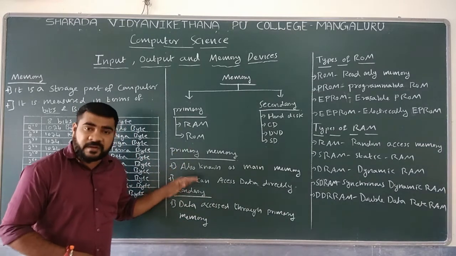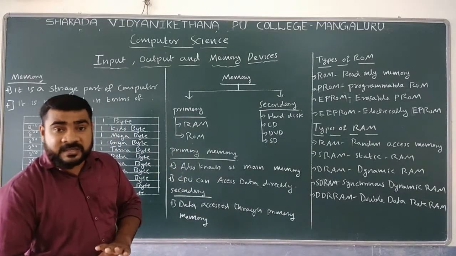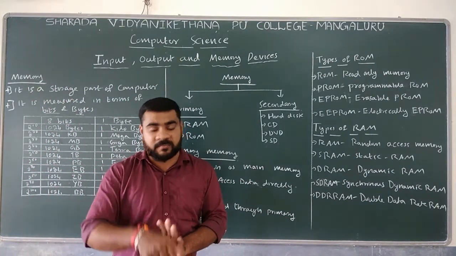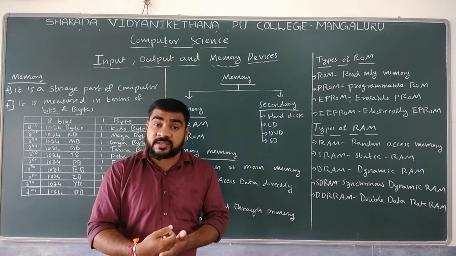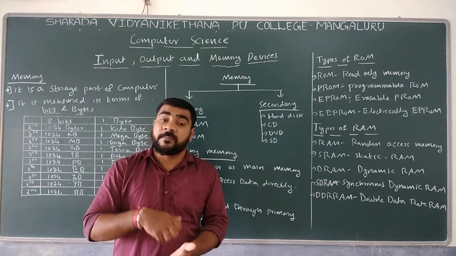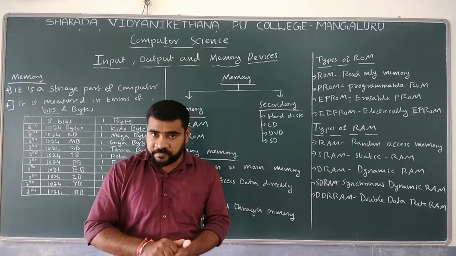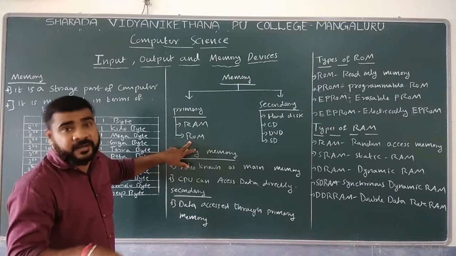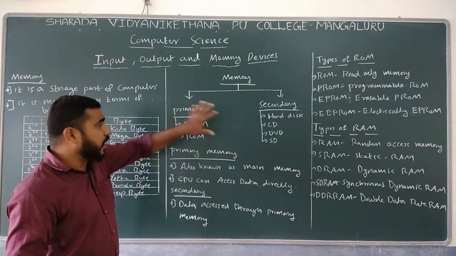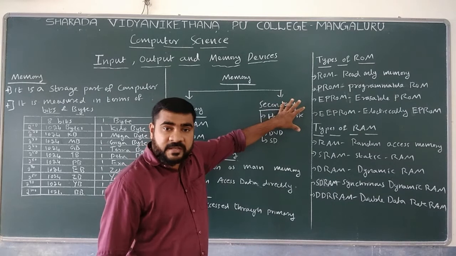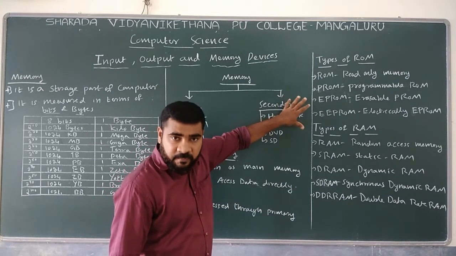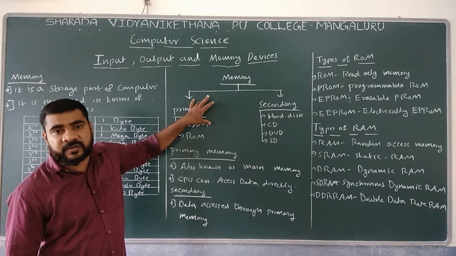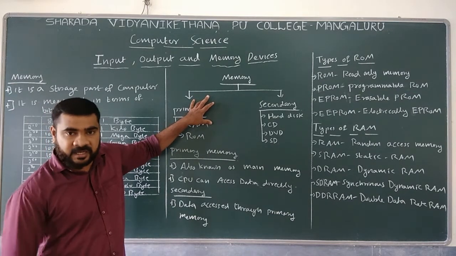And what is the difference between the primary and secondary? It's a main question. You can't say it's permanent or temporary. You can say secondary storage is permanent, but we can't say that primary memory is temporary. It's not possible, because RAM is temporary in nature, but ROM is permanent. Normally we say secondary storage is permanent in nature and primary is temporary, where when power goes off, data will be erased. But it's not possible to say that.